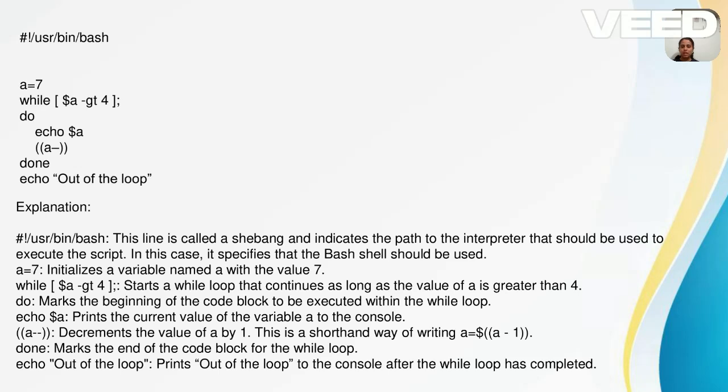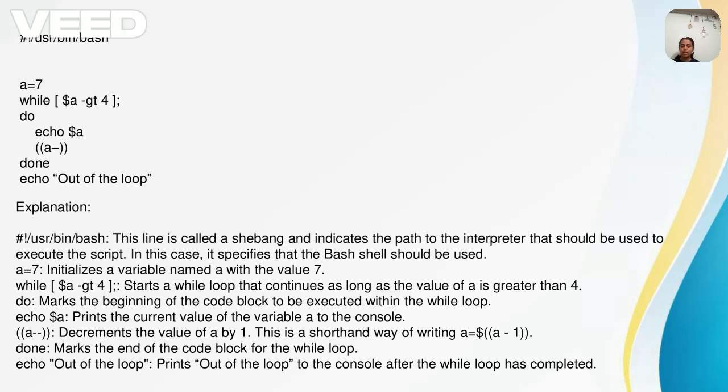In this, a equals 7 initializes a variable named a with the value 7, while $a -gt 4; starts a while loop that continues as long as the value of a is greater than 4. Do marks the beginning of the code block to be executed within the while loop.